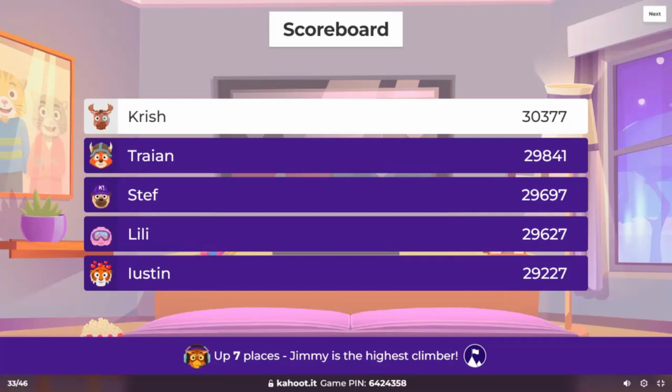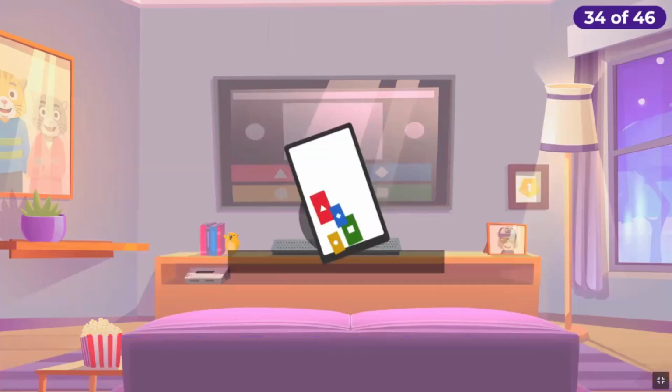Okay, so at this point, I don't think anyone is going to catch Krish. Actually, maybe if he makes a mistake. Jimmy is the highest climber, up 7 places. Where is that sound? Got rid of it. All right, next one.